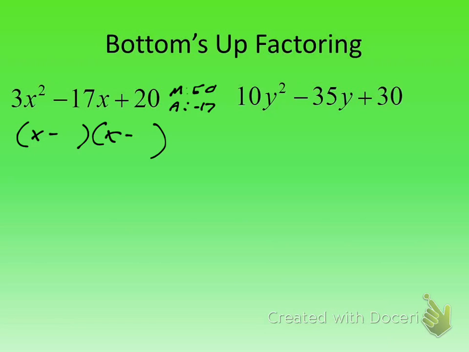See that? All right. So what two numbers multiply to 60 and add to 17? 12 and 5. All right. 3 is your A, so you put 3 underneath each. So x minus 4. And then 3x minus 5.